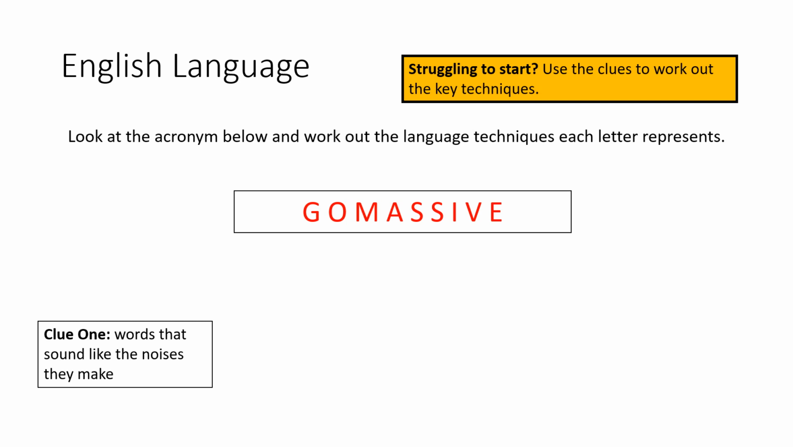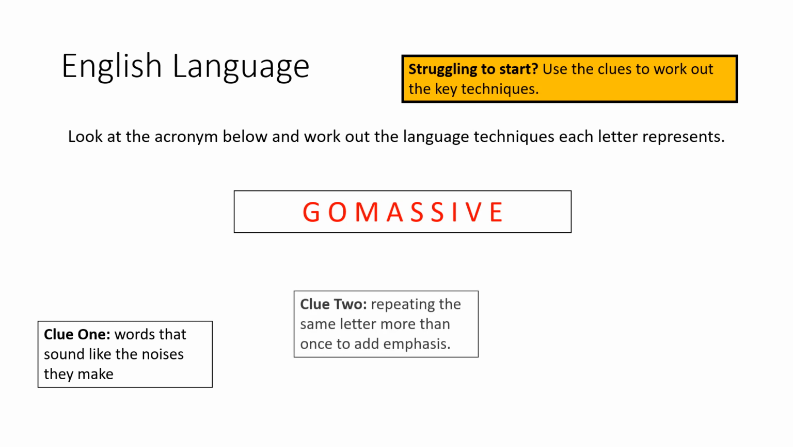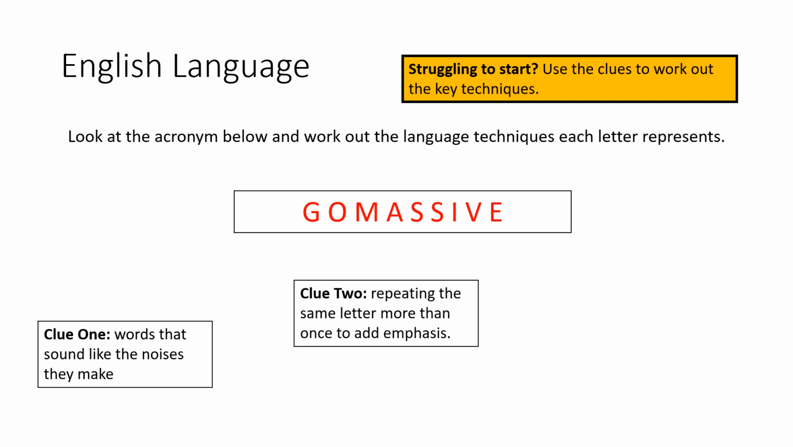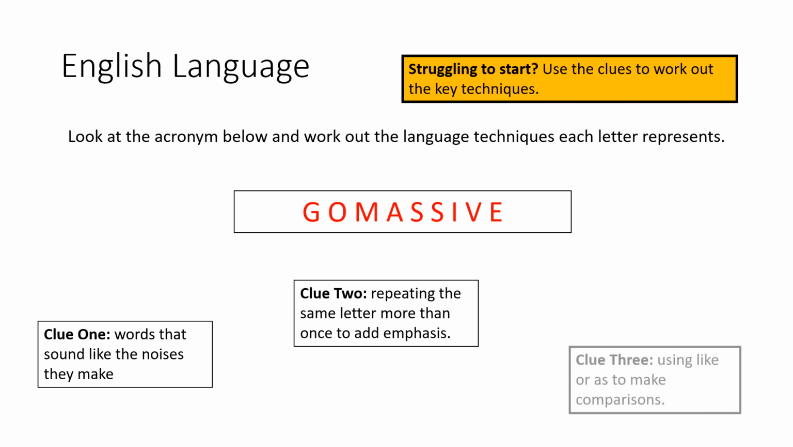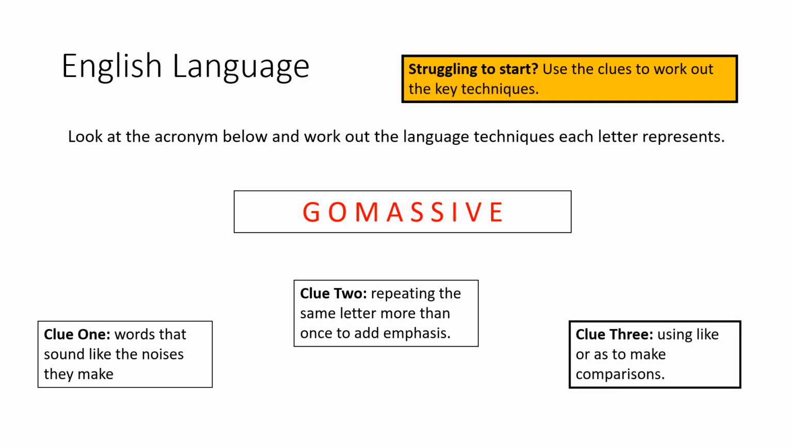So first of all then, for clue 1, words that sound like the noises they make. So that's referring to one of the language techniques. Clue number 2, this is when we repeat the same letter 2 or more times to add some extra emphasis. And clue number 3, this is where you use like or as to make a comparison.